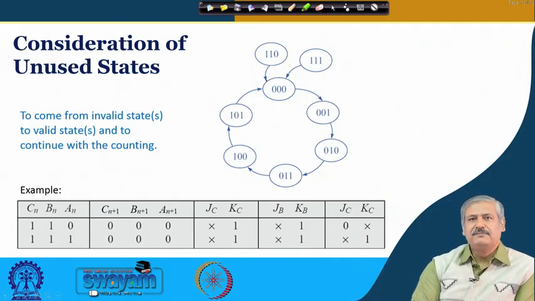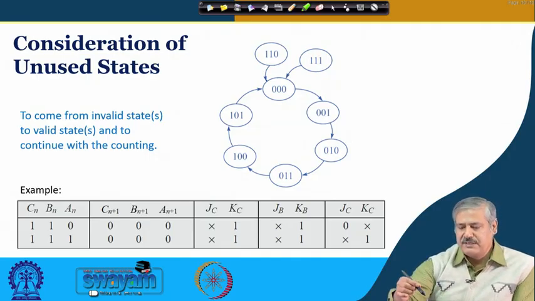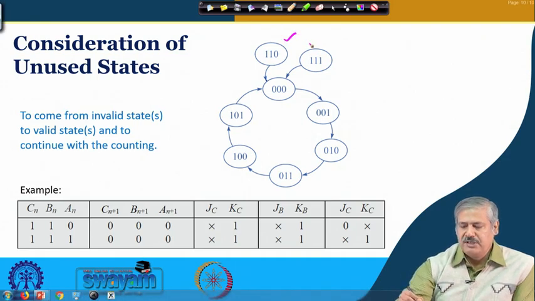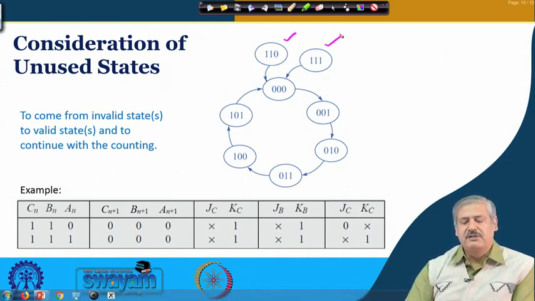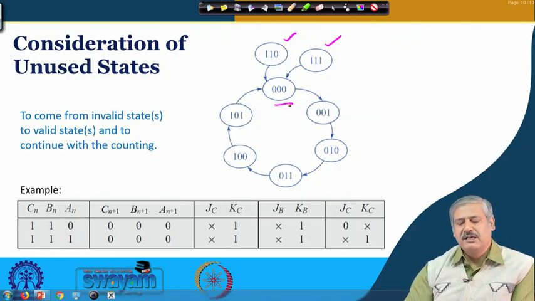So, for that what you need to do? We need to explicitly, okay, consider them in the design process, right. And how you can consider? So, there could be multiple ways. So, in this example what we see is that for any of these invalid states, if it goes to 1, 1, 0 or 1, 1, 1, okay, at the next clock trigger it comes to one of the valid states, which is the 0, 0, 0. Okay. After that it will continue to count 6 the way it was designed, it is already designed, right.